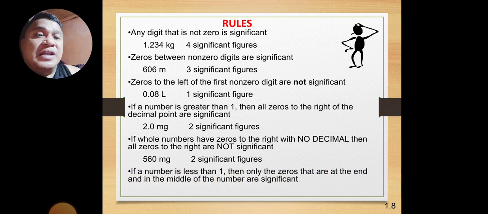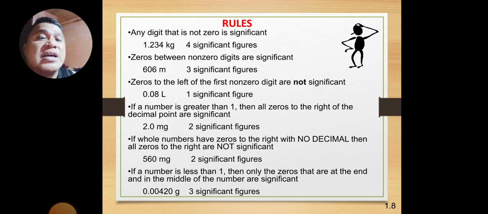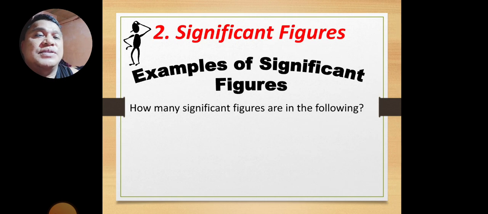And of course, if the number is less than 1, then only zeros that are at the end and in the middle of the number are significant. So meaning to say, if less than 1, all zeros after sa mga non-zero digits, mga significant na siya. First, say for example, 0.00420, the first zeros are not significant, kanang 0 at the last is significant. That's according to the last rule. So that's why we have three significant figures.